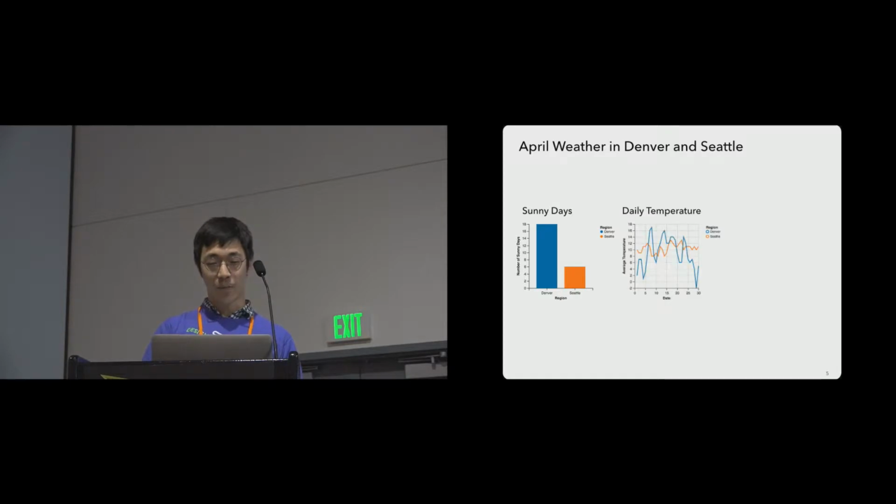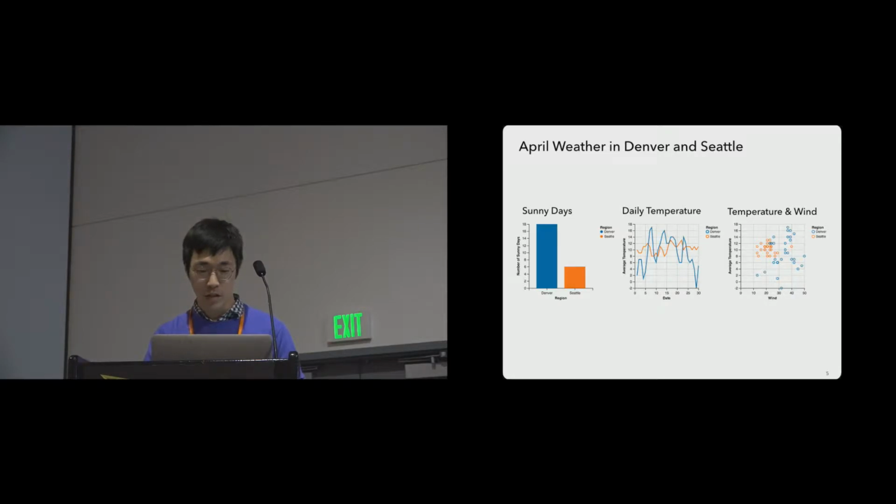Next, I compare the daily temperature. Seattle appears to be much more consistent. So I might need to bring a full wardrobe to Denver. Lastly, I plotted the temperature against the wind, and the wind in Seattle is weaker than in Denver.